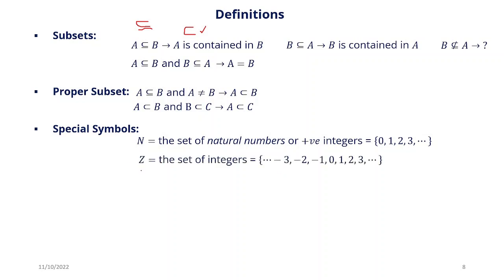Then we also have Z, which is the set of integers. The difference between the set of natural numbers and integers is that Z starts from minus infinity to plus infinity. N starts from 0 to plus infinity.